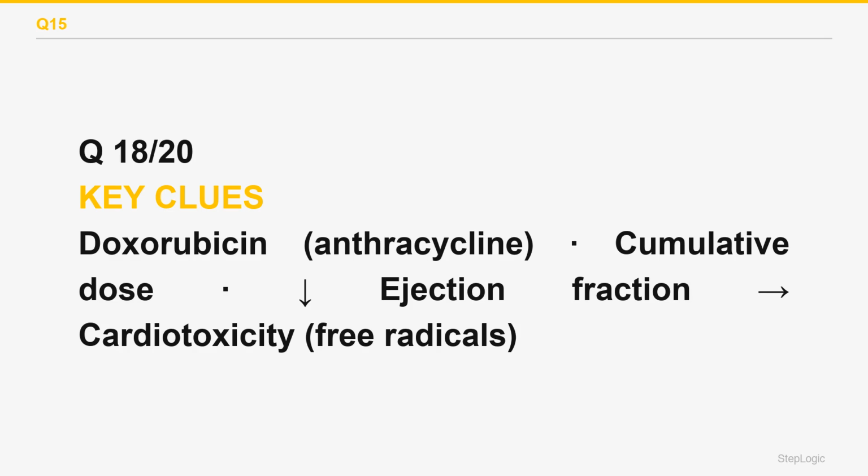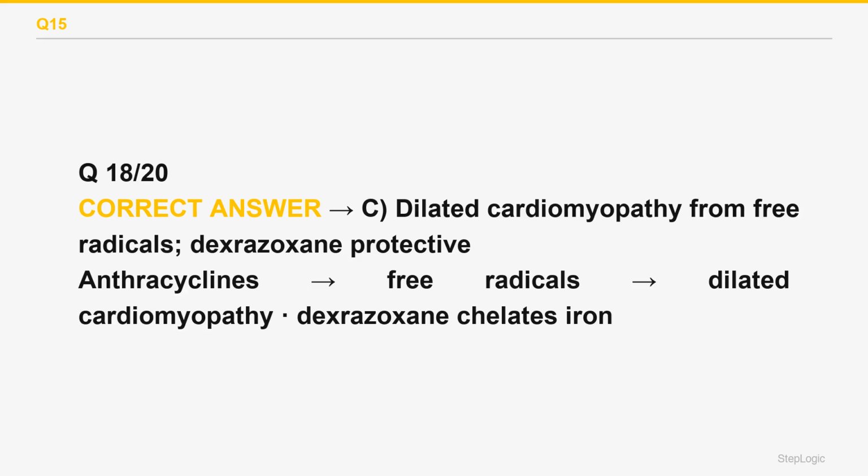The oxidative damage injures the myocardium and, with cumulative dosing, leads to a dilated cardiomyopathy with declining ejection fraction and heart failure. This is why the cumulative lifetime dose is tracked and ejection fraction is monitored with serial echocardiograms. The protective agent is dexrazoxane, an iron-chelating antioxidant that reduces free radical formation. The correct answer is C.